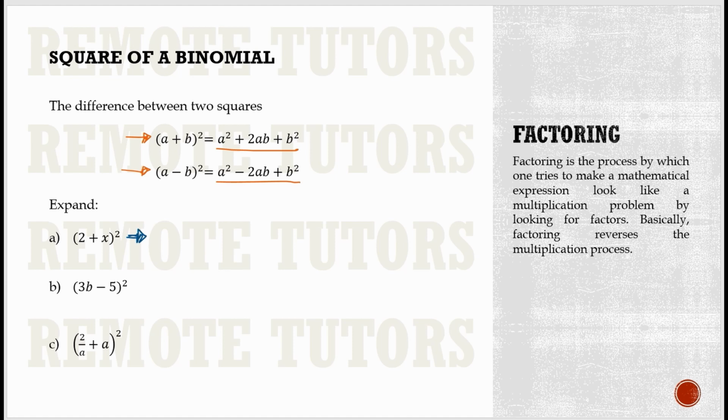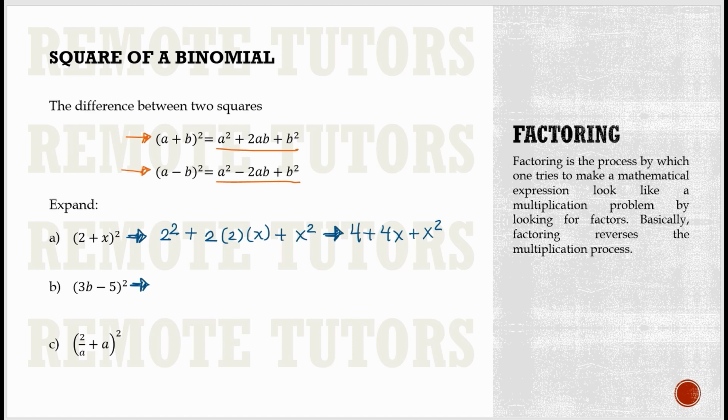Okay, so we will expand each of these examples using the formulas. The first one is the sum, so that must be the first to the power of 2 plus 2 times the first times the second term plus the second to the power of 2. That gives 4 plus 4x plus x squared.